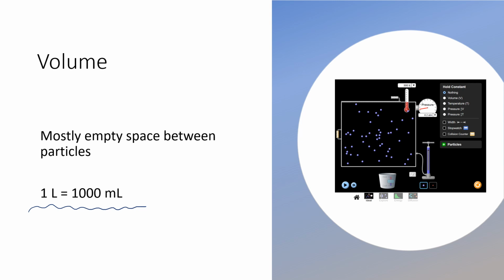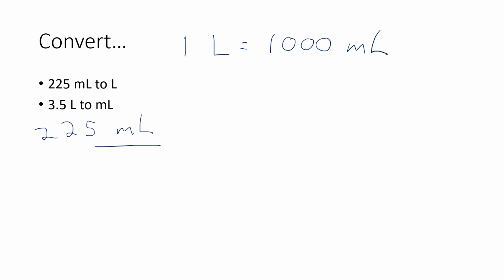So just remember that there are 1,000 milliliters for every 1 liter. And if we're doing one of these conversions, we usually end up just simply moving the decimal 3 places. So let's practice one of these conversions. We know that 1 liter is equivalent to 1,000 milliliters. The first thing we're asked to convert is 225 milliliters. So we'll start by writing the 225 milliliters. We'll place that over 1.